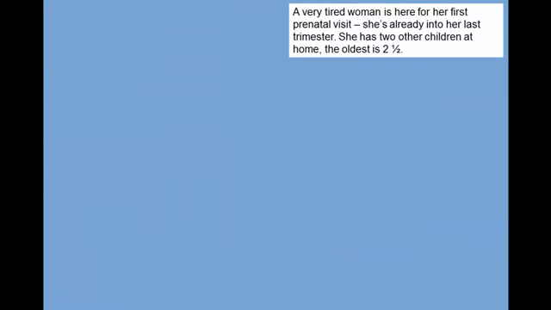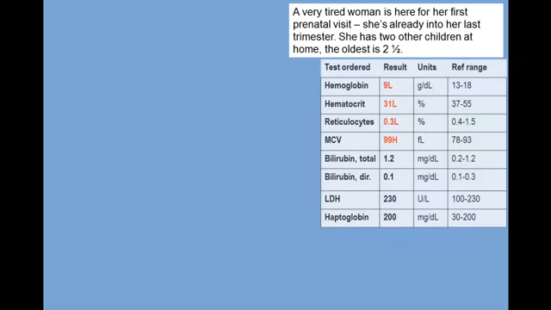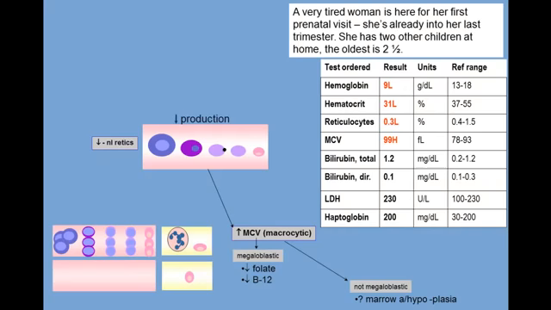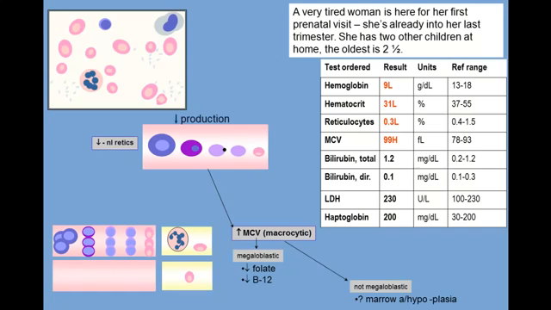In this last case, a worn-out woman with 2 children under age 3 drags herself in for her first prenatal visit well into her first trimester. Her hemoglobin and hematocrit and reticulocyte count are low, so she has a decreased production anemia. Her MCV is high, putting her into the macrocytic category. Her peripheral smear shows classic hypersegmented polys, a megaloblastic anemia. In this case, pregnancy-related folate deficiency has caught up with her.